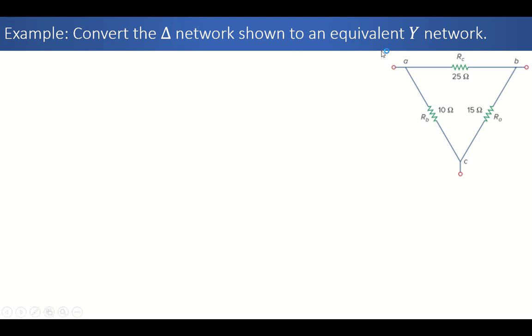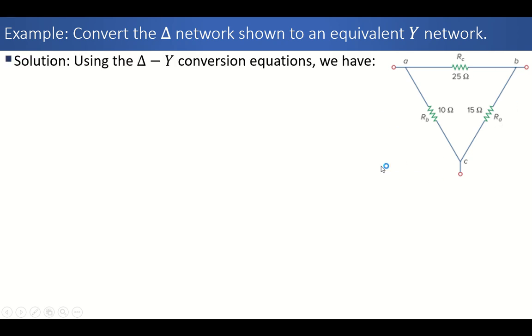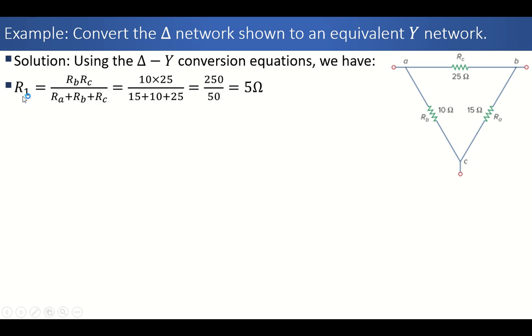Convert the delta network shown to an equivalent Y network. So we have a simple network, and we want to convert this network into an equivalent Y network. You can see that this is a delta network. We can say that these are terminals 1, 2, and 3. Remember that we have to take the clockwise direction and so on. So, let's see the solution using the delta-Y transformation equations. We want to convert from delta to Y, so we have the equation R1 is equal to RB RC divided by RA plus RB plus RC.